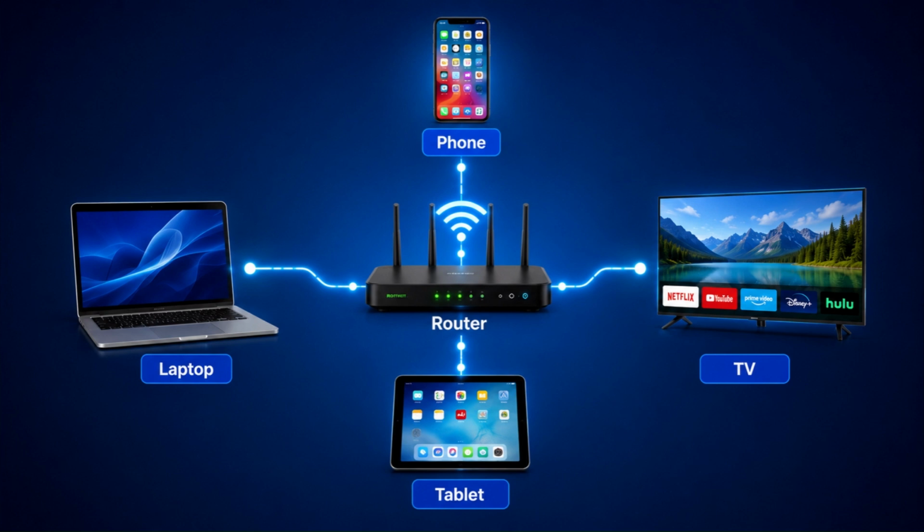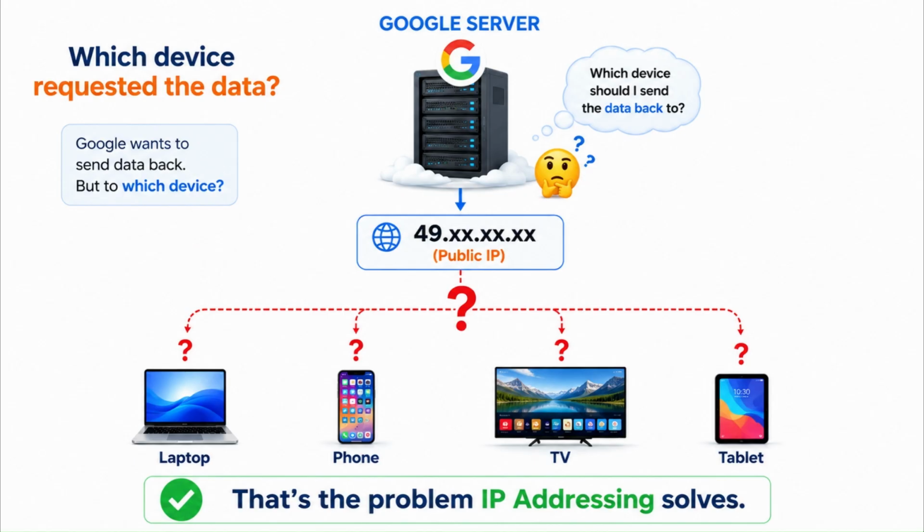Let's say you have a laptop, a phone, a smart TV, a tablet, all connected to the same Wi-Fi router. Now imagine Google wants to send data back. How does Google know which device requested it? Your laptop, your phone, your TV. That's the problem IP addressing solves.